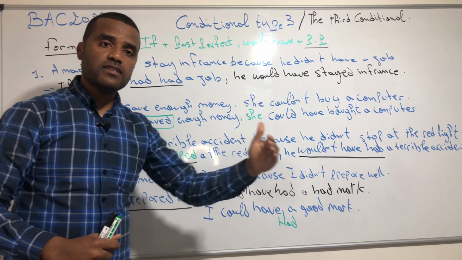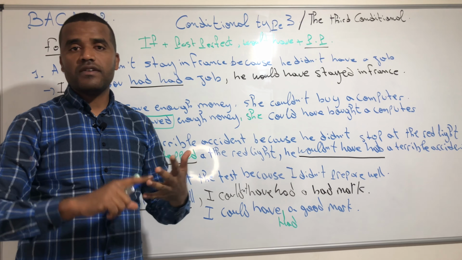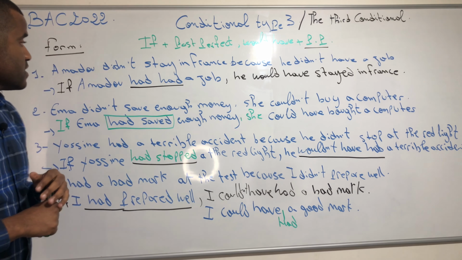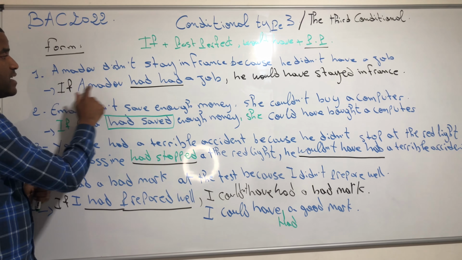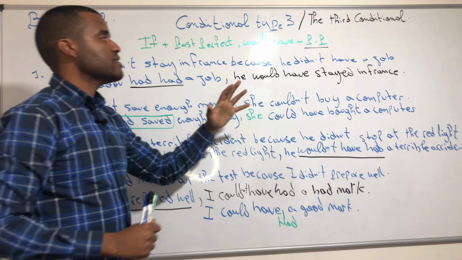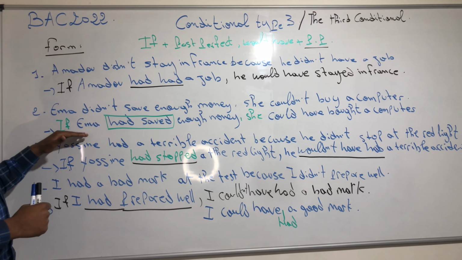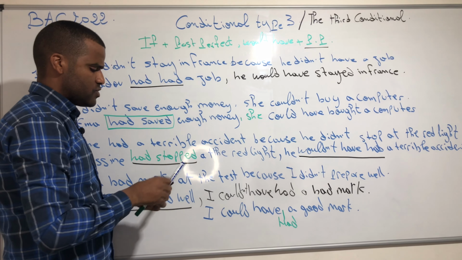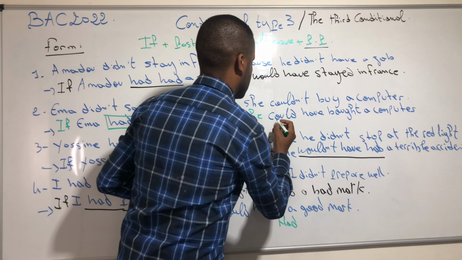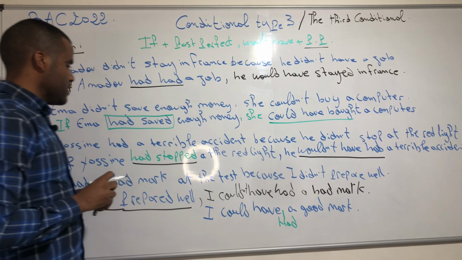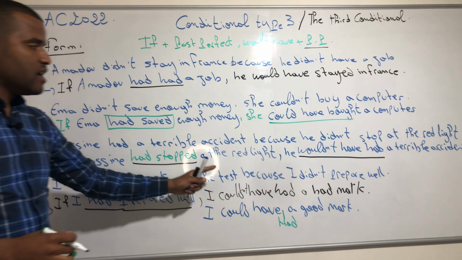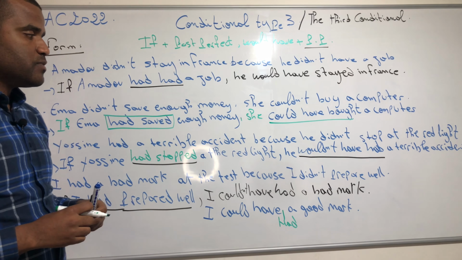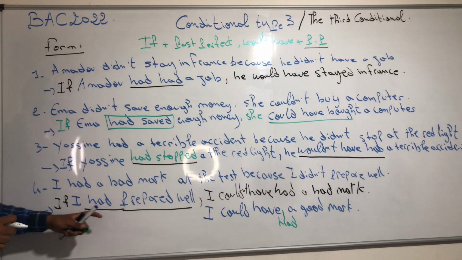Why? Because we have different conditionals: we have 0, 1, 2, and 3. So if plus the past perfect: if Amadou had had a job, he would have stayed in France. Like here, if Emma had saved enough money, she could have bought a computer. Then we have, if Yasin had stopped at the red light, he wouldn't have had a terrible accident. And the last one, if I had prepared well, I couldn't have had a bad exam mark.